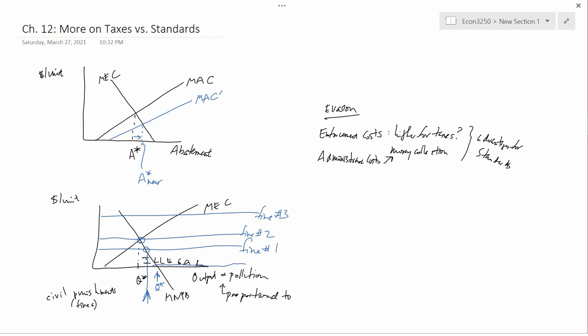Okay, I think I'll stop here. Next, actually, we're going to revisit box 12.1.